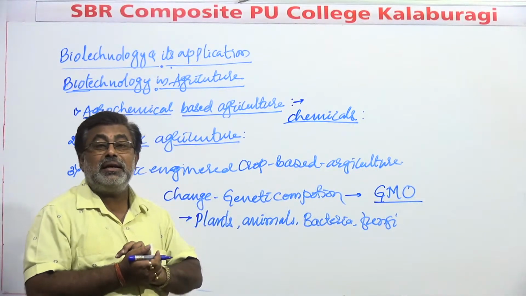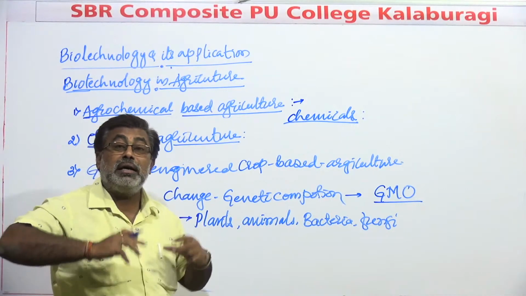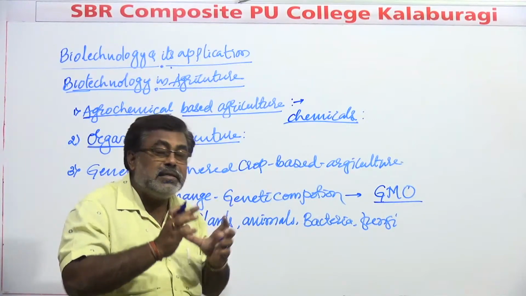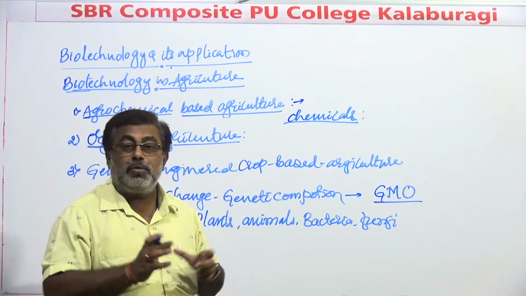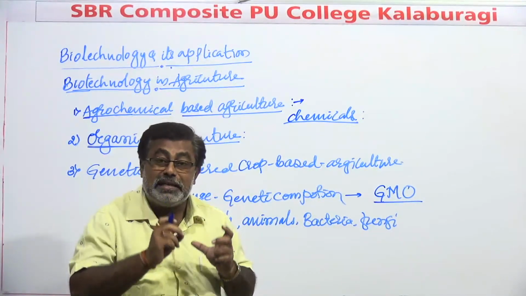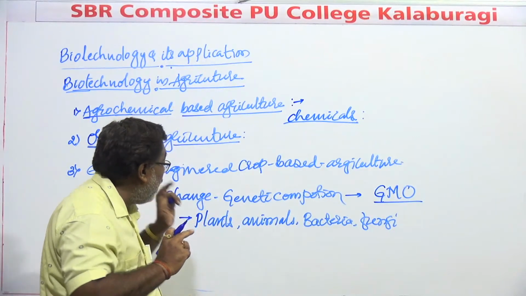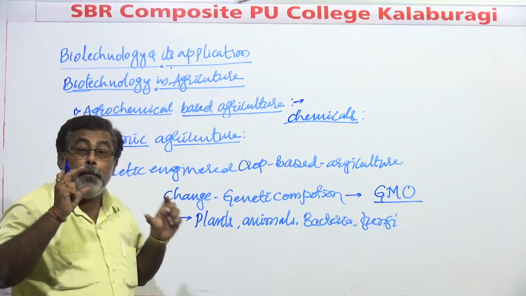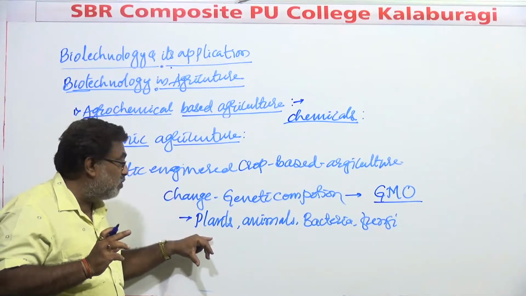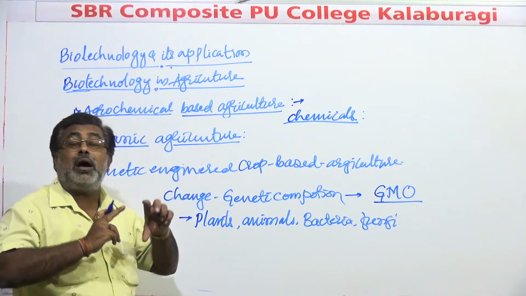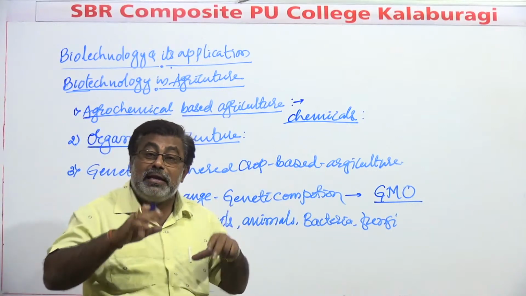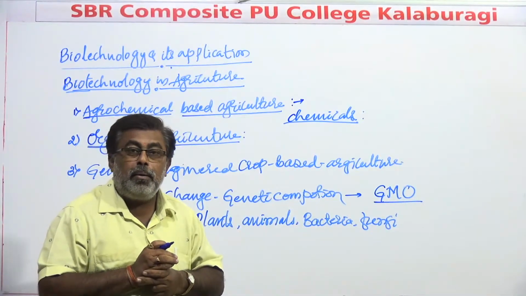Why do they change the gene structure? For the increase in the yield of the organism. For this, the biotechnologists or genetic engineers have manipulated the gene component of the organism. So that will be altered, and that changed gene will increase the yield of the organism.